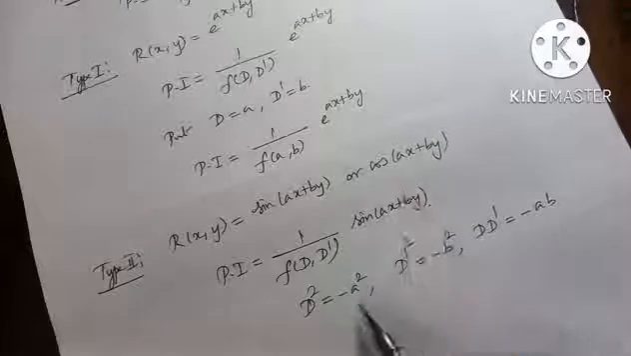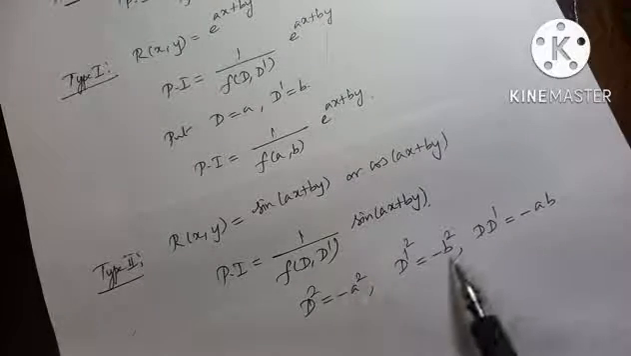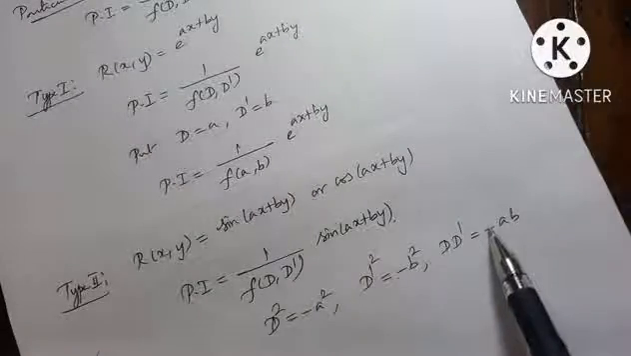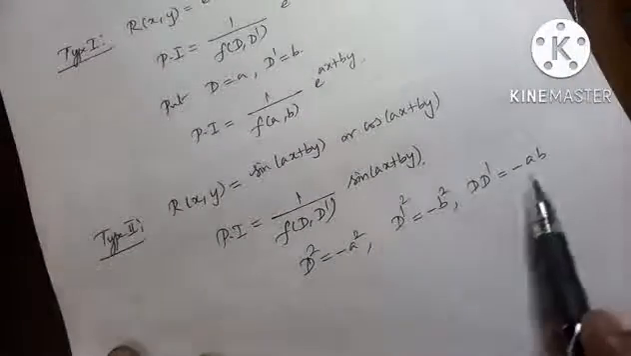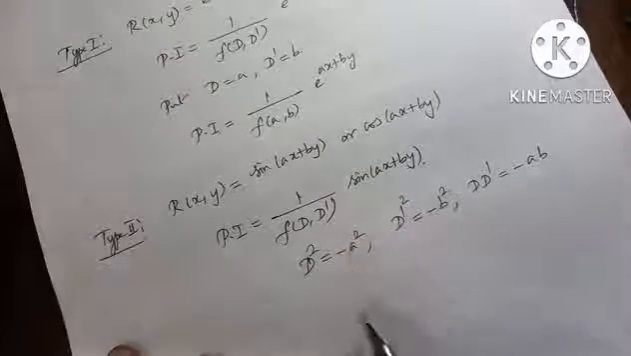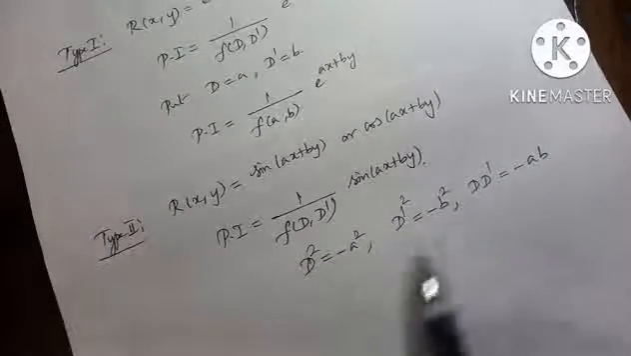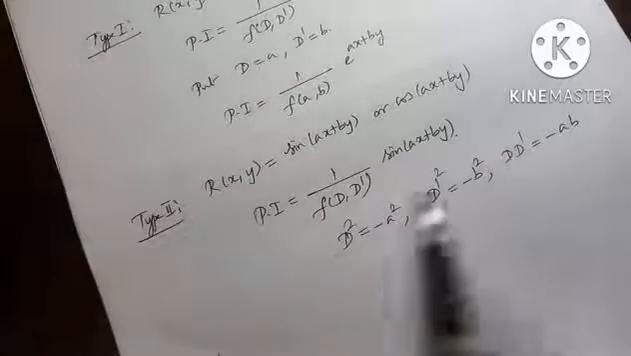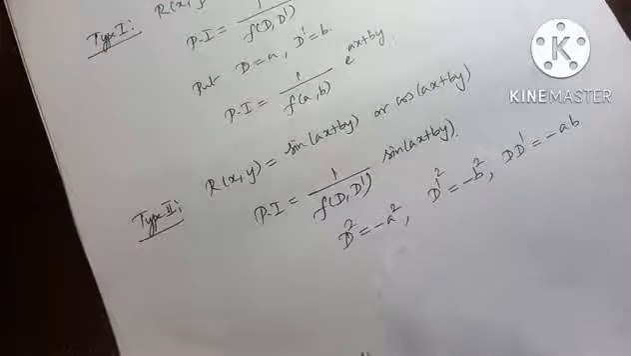Find a square, include the negative sign. Find b square, include the negative sign. Multiply a and b, include the negative sign. So this is the rule for sine of ax plus by or cos of ax plus by. Okay, so you learn the rule, and let us discuss more in the problem.